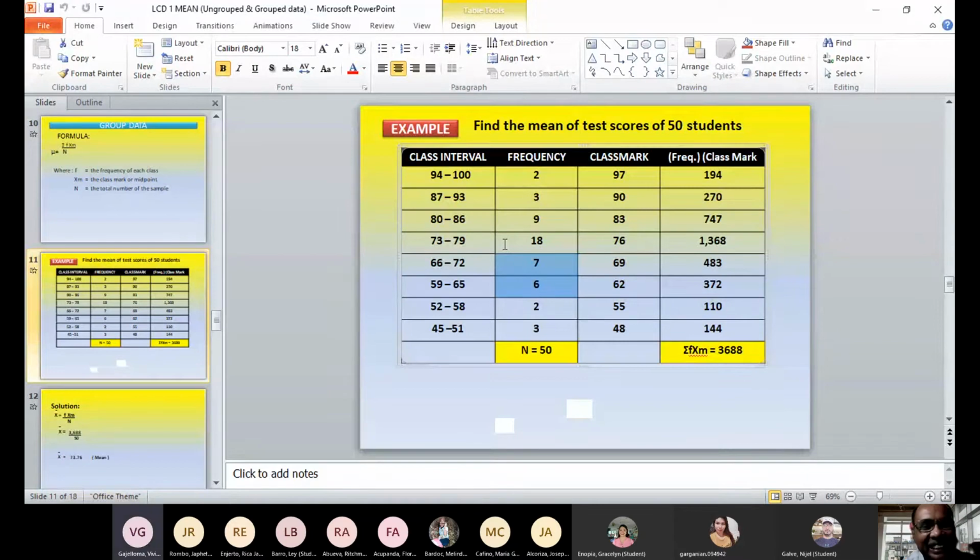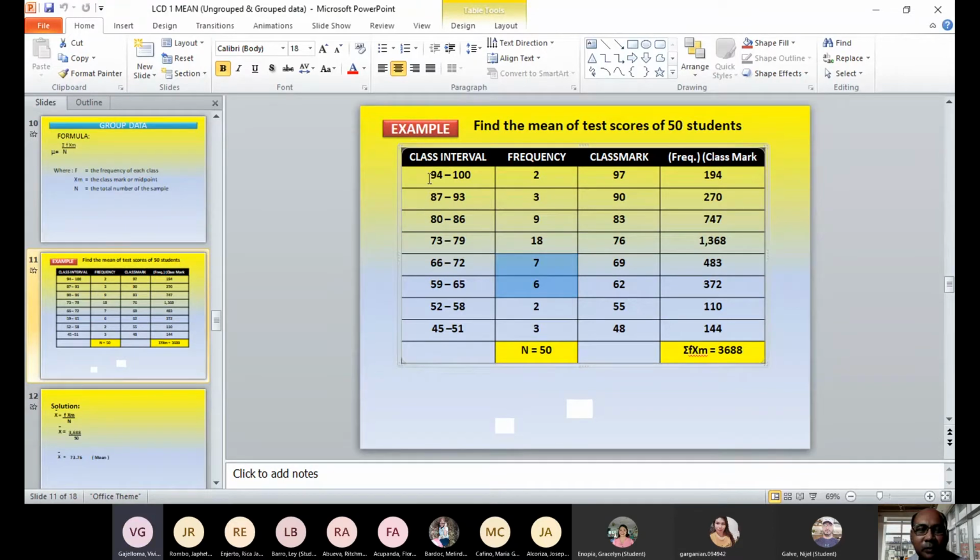94 to 100? Di ba, 7. So the value of i is 7. Correct. 94 to 100, you start counting at 94. 94 is included. Yes. 94 to 100 is 7. Therefore, your i is equal to 7, and your interval is 7 for all of these classes.